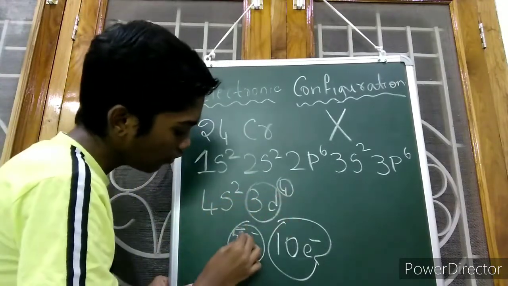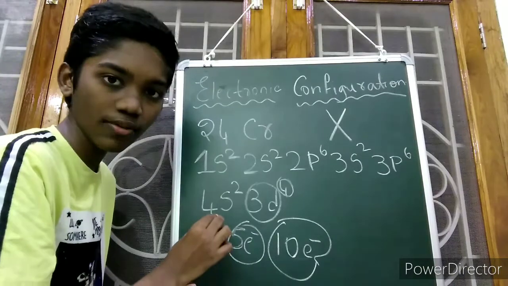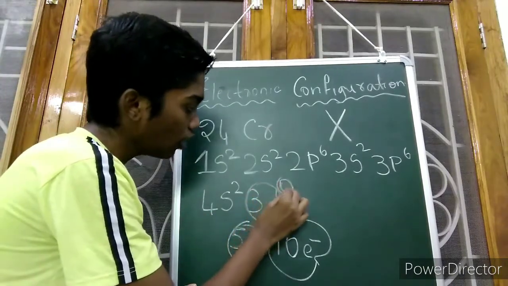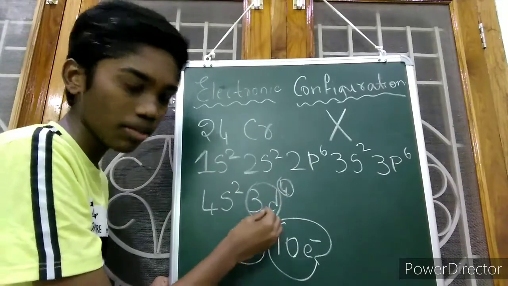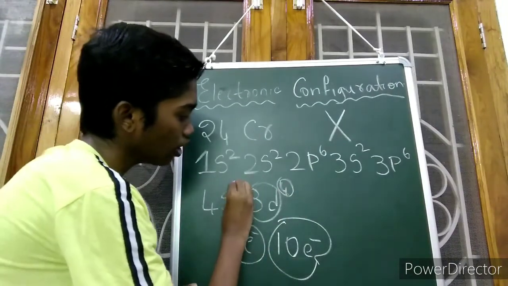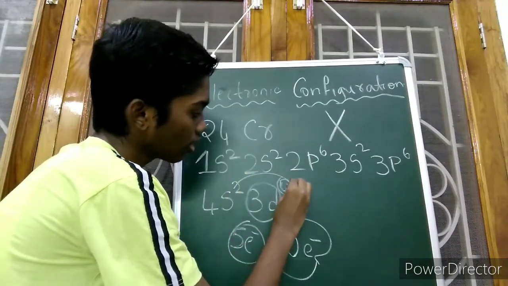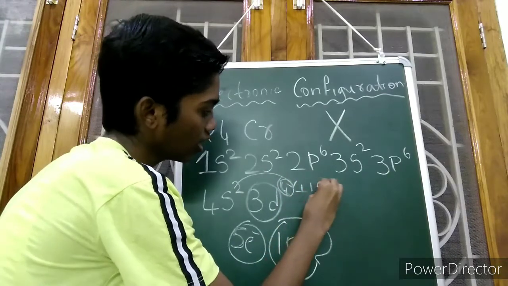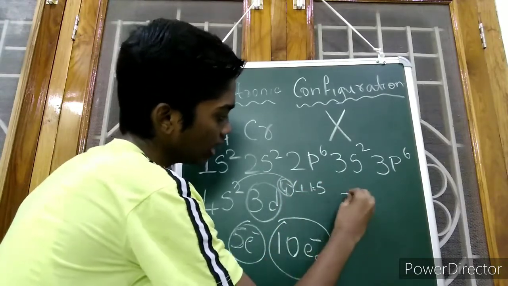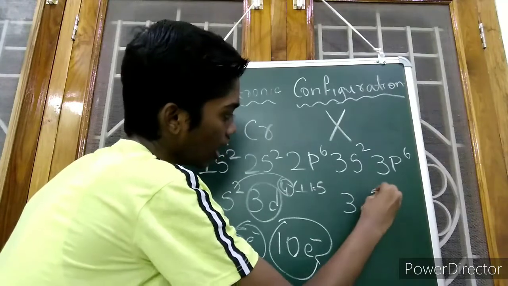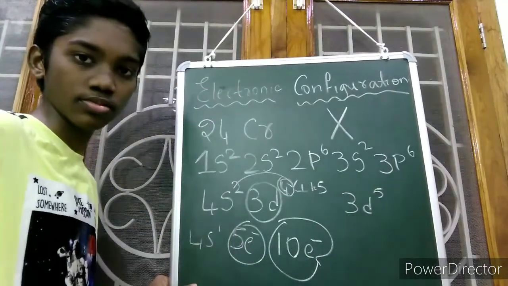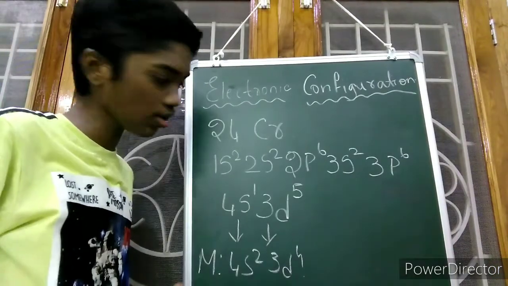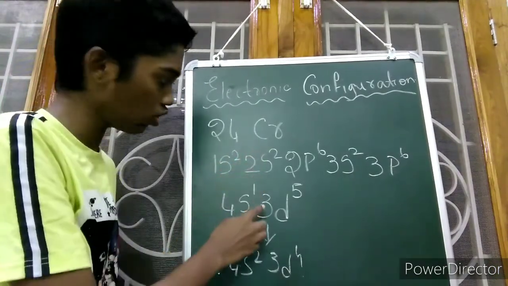Half filled means 5, and 4 is nearer to 5. So we can make this orbital half filled by borrowing one electron from the 4s2 orbital. Then it will become 4 plus 1, which is 5. Here it will become 3d5 and here it will become 4s1. This is the right electronic configuration of the element chromium.